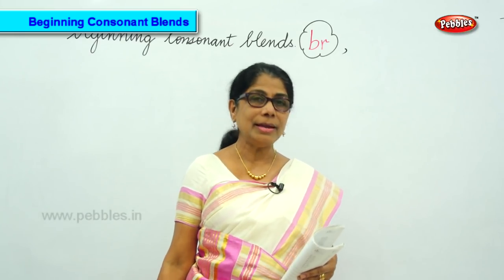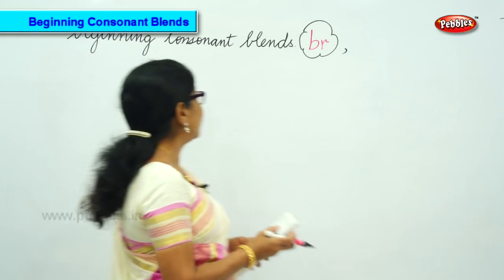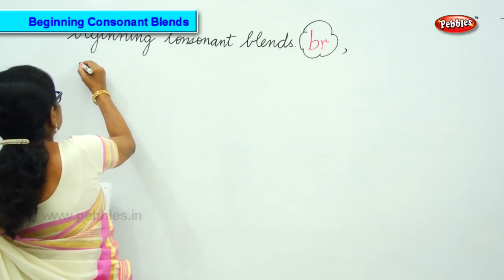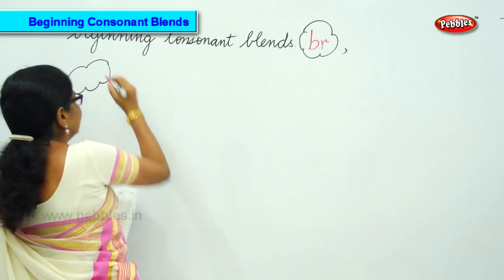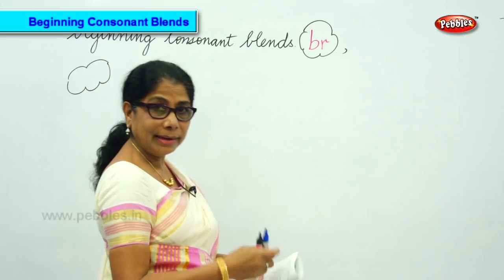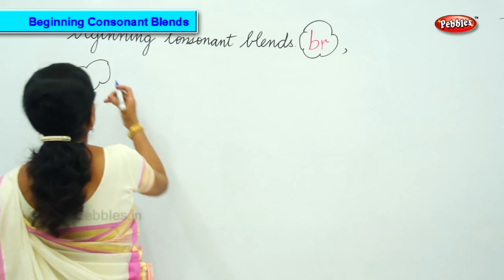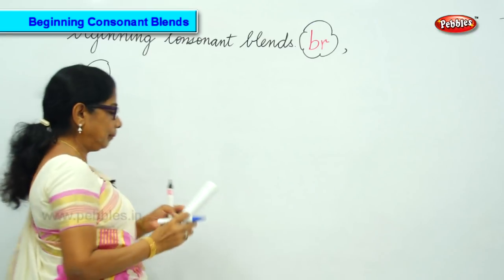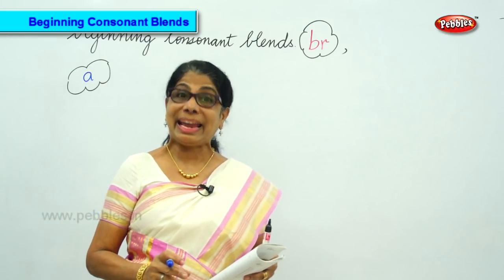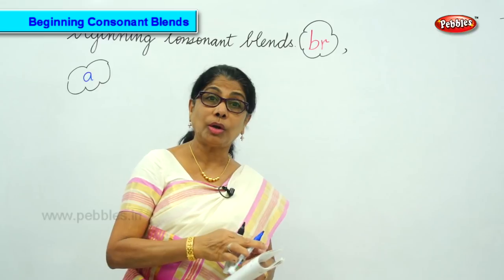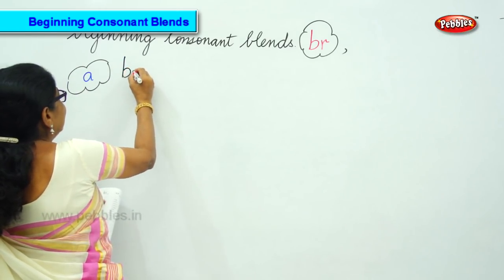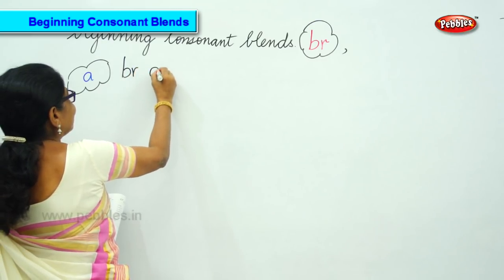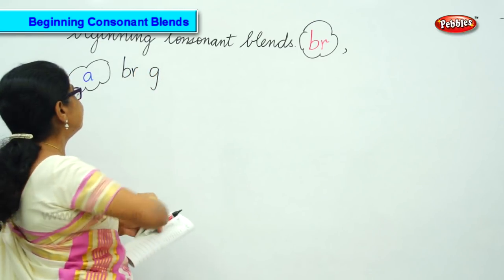And in this, let's see what words we can get in vowel A. Let's see, okay? A, we have brag. Sometimes people go on talking, you know, do not brag, don't say what you don't have. Brag.